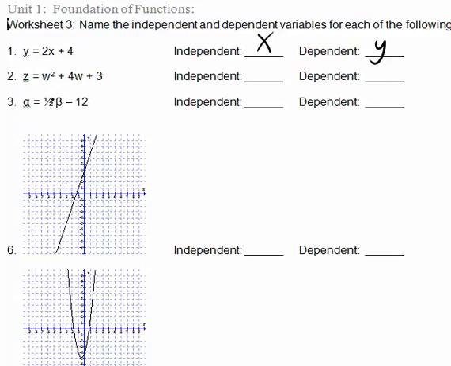So in this one, the one that's in the equation, the W, is the input, and it is independent. And the one that's by itself is the output, and it depends on the input. So the Z is the dependent. Same thing on this one.